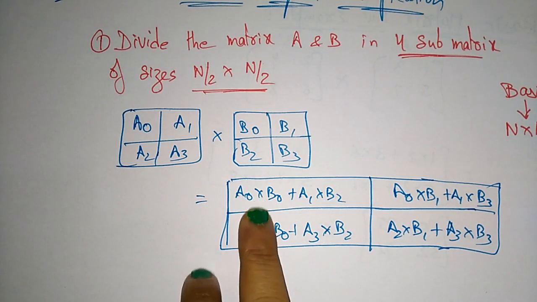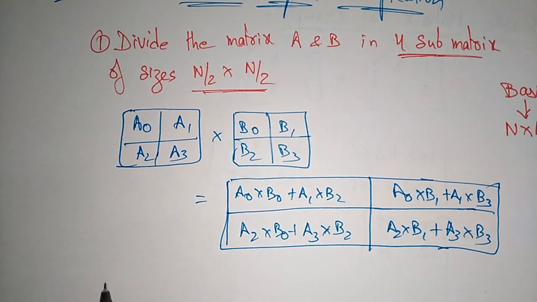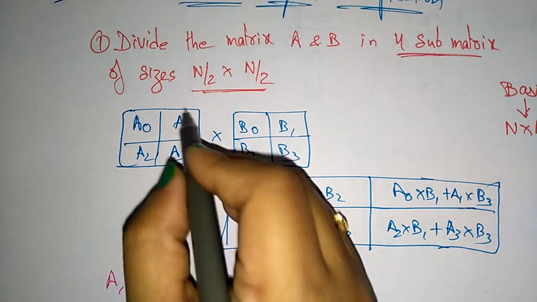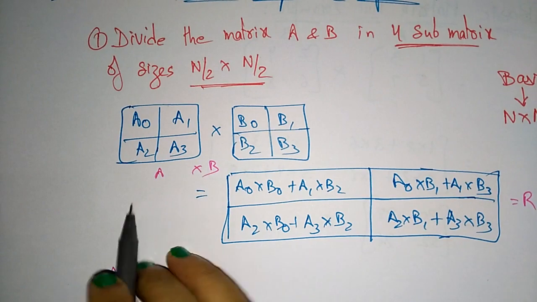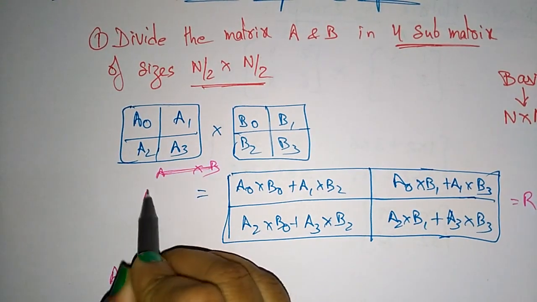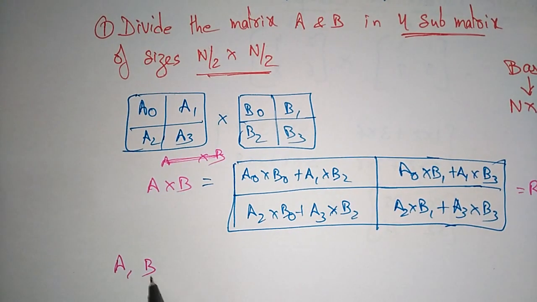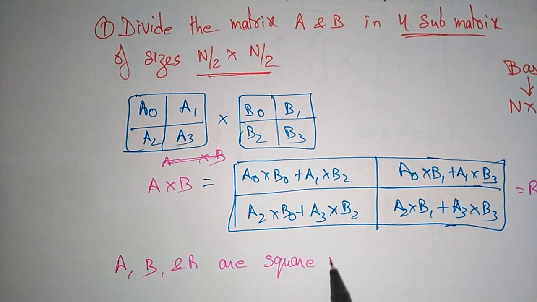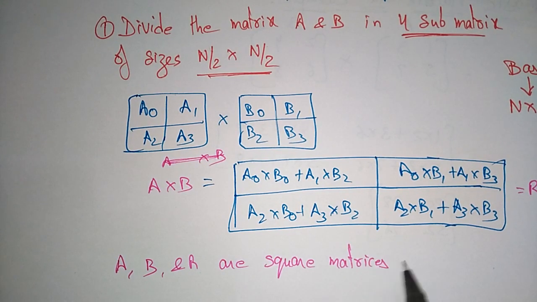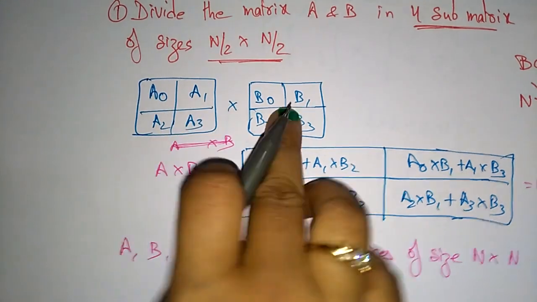So this is of size n by 2, and here did you observe, A cross B is equal to some R. This is A and this is B. A cross B is equal to R. So here A, B and R are square matrices. You call them square matrices of size, normally if you take A and B only, the size is n by n.